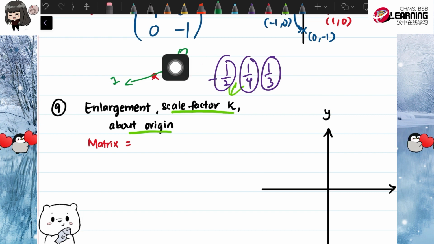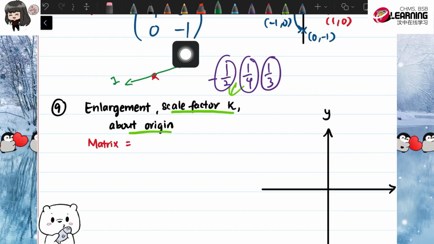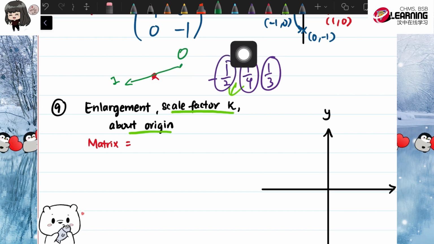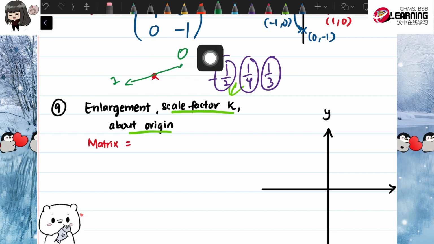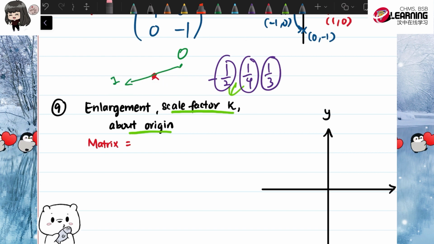Depending on whether it becomes smaller or bigger: if it becomes bigger, the number will be 2, 3, 4 like that. If it becomes smaller, it will be 1 over 2, 1 over 4, 1 over 3 like that. And if it is negative, it means it's going to the opposite side of the direction. That one you have to revise again from Year 9.